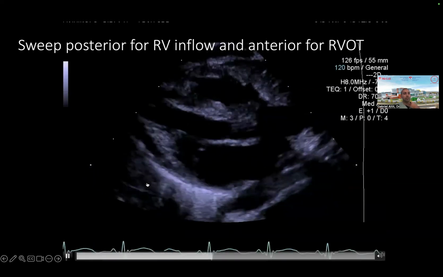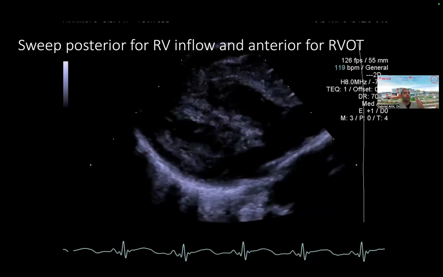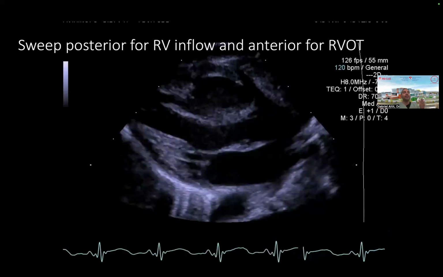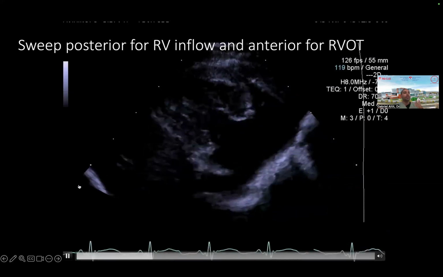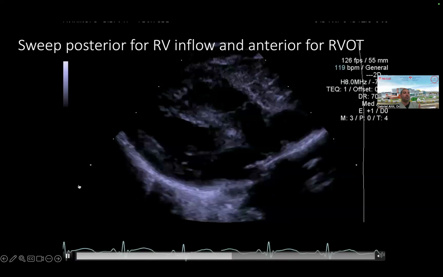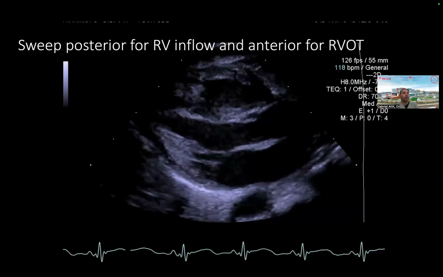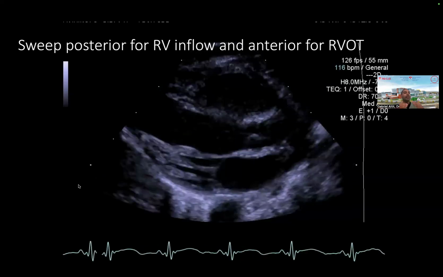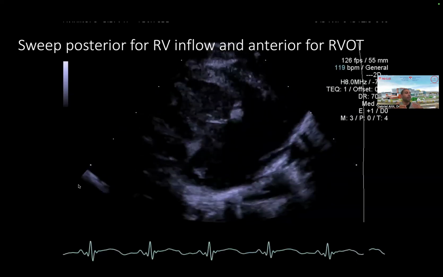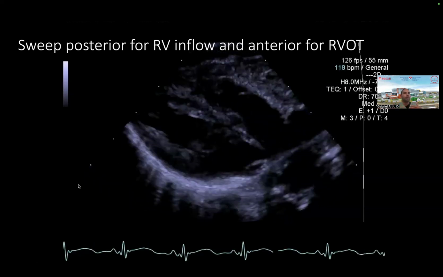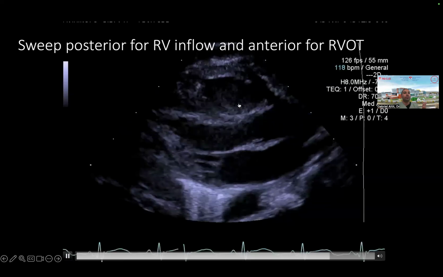We like sweeps. Why? Because it gives you a relationship of anatomy. So at least in one of the views, I always get an anterior to posterior sweep. Because I'm starting with the parasternal, it's often the view where I get a sweep right away, just to get a sense of the relationship of the vessels, the anatomy, the relationship of the RV and the LV. Here you see the RV outflow tract, the aorta.